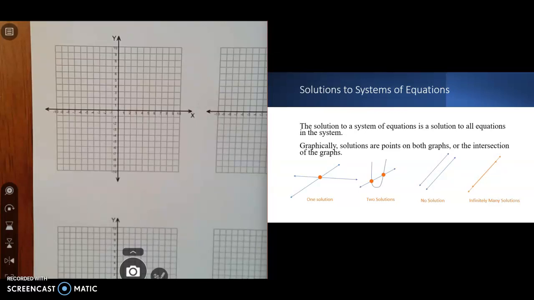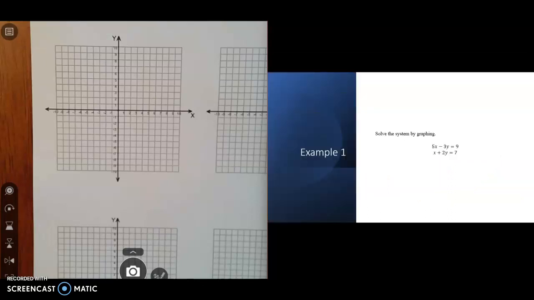Sometimes you also get essentially the same line on top of each other. So if they are the same line, then you will have infinitely many solutions. It's basically every single point on the line is a solution because it's on both lines since they are overlapping. They're on top of each other. Okay? So let's try one.